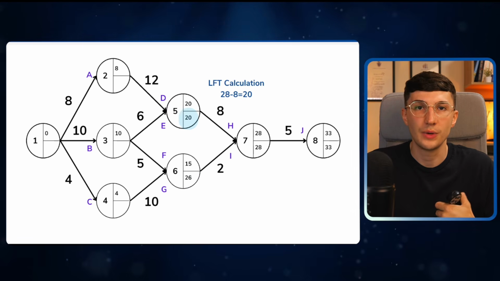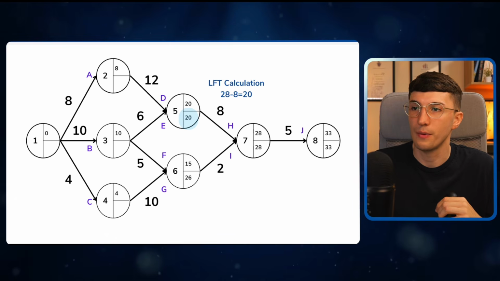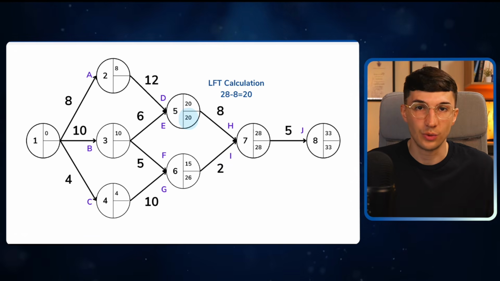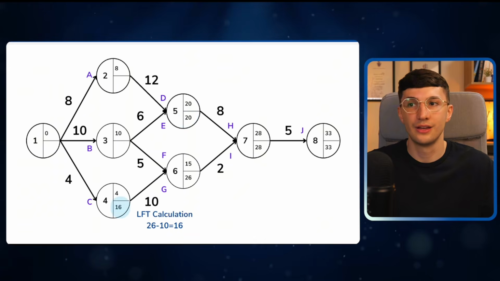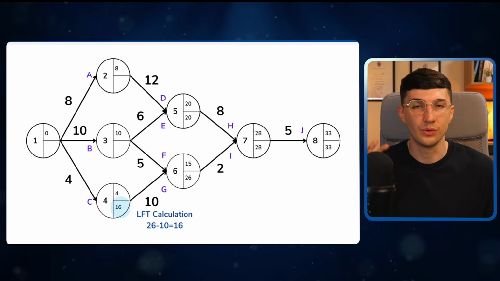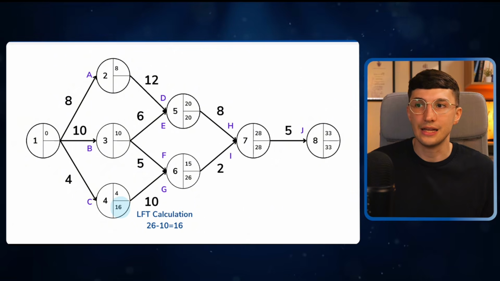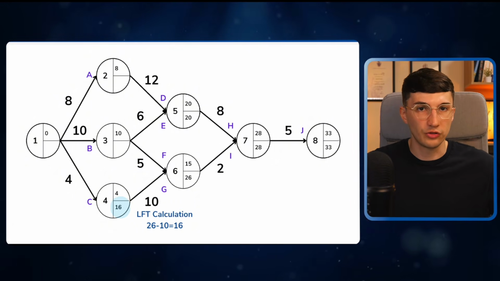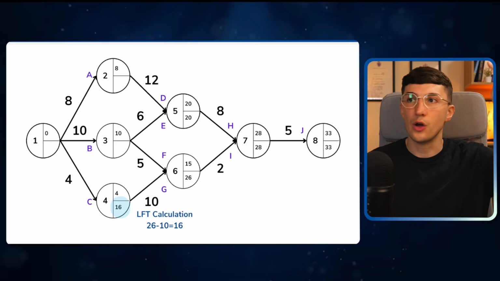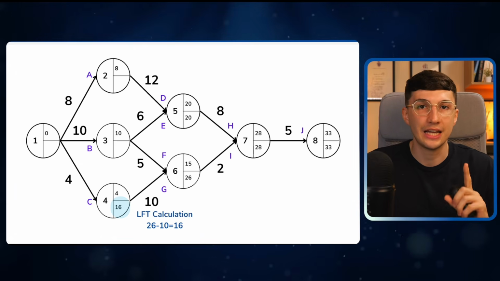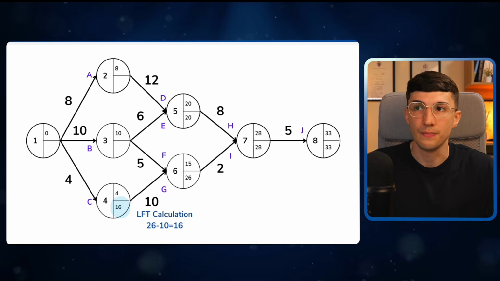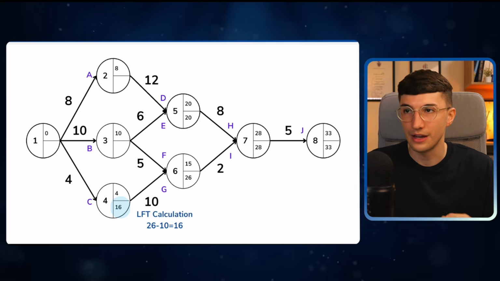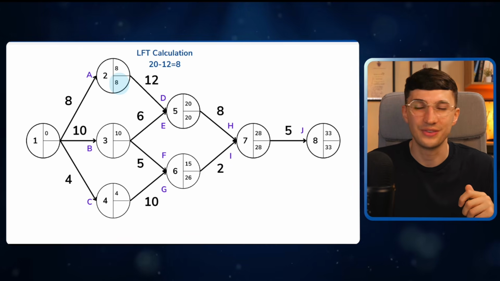So now we'll look at doing node 4, so the latest finish time of task C. Well, we know that the latest finish time of task G is on day 26, takes 10 days to complete. 26 minus 10 equals day 16. So what we're saying is, as long as task C is done by day 16, the project won't be delayed. Then we're going to jump straight up now to node 2. So we're looking at the latest finish time of task A. Well, the latest finish time of task D is on day 20, takes 12 days to complete. 20 minus 12 gives me 8.